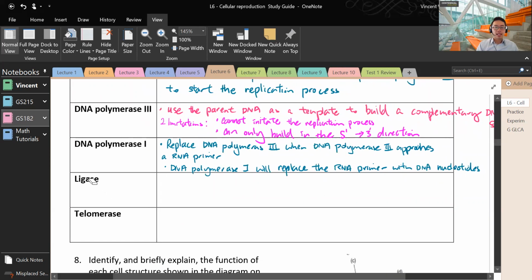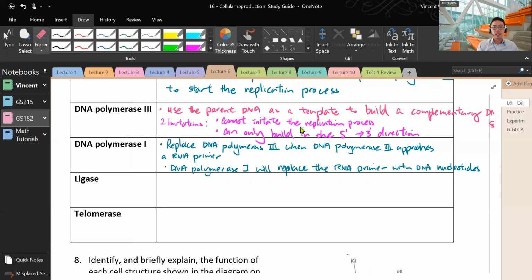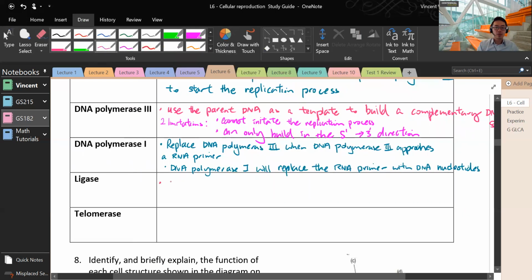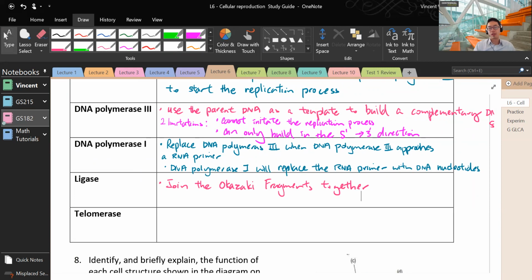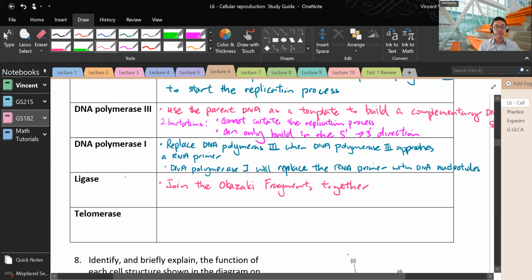So just two more enzymes. We have the ligase. The function of the ligase is to join the Okazaki fragments together. Okay. So because the lagging strand is produced in fragments, we need to connect them together. We need to make sure that we create that sugar phosphate bond, right, between the nucleotides, and that way we ensure we have a complete continuous strand of DNA. Okay.